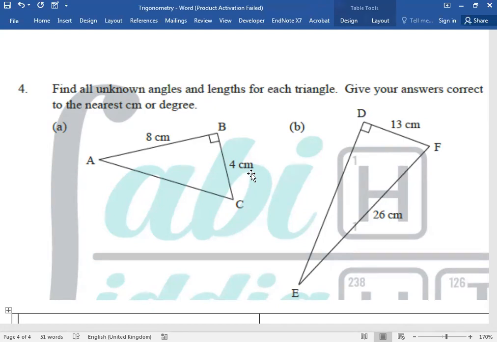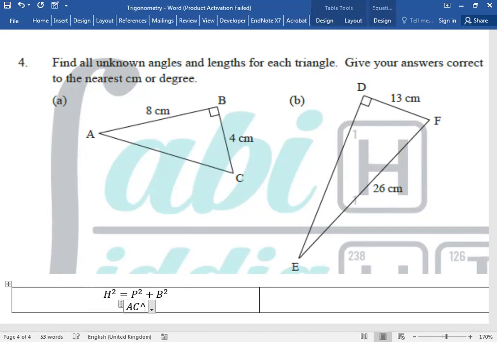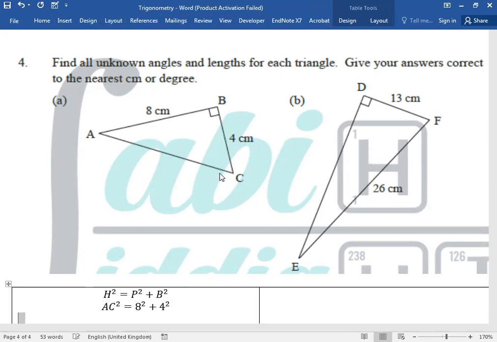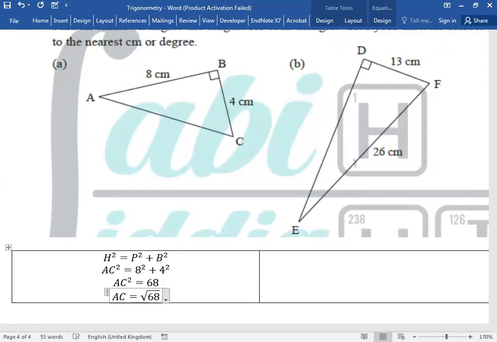Okay, now first let's find the length. Which length do we not have of this right angle triangle AC? We have the remaining two lengths and we want to figure out the third length. What should we do? Pythagoras theorem, we don't need trigonometry. Pythagoras theorem is h square is equal to p square plus b square. So h is AC. I'm writing it as AC square is 8 square plus 4 square. Can you just square 8 and 4, 64, 68? That is 68. Then you take square root on both sides and this is your value.